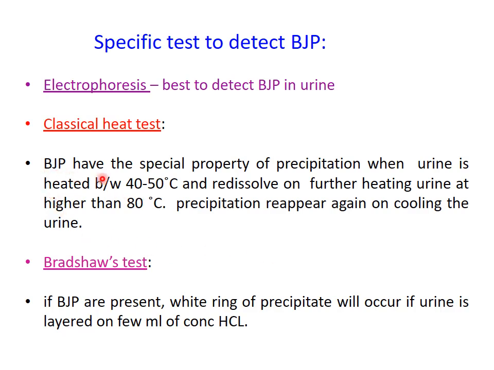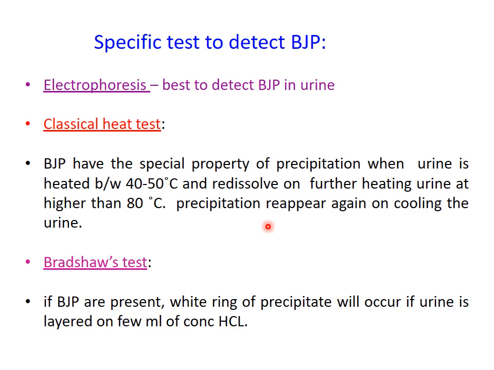That is, it's BJP or Bence-Jones protein, not Bharatiya Janata Party. It has a special property of precipitation when urine is heated to 40 to 50 degrees centigrade. So you take the urine sample of the patient and heat it to 40 to 50 degrees in a water bath or incubator, then the proteins precipitate, and if protein precipitates, what appears? A white clump, isn't it? You know that. If we further increase the heat up to 80 degrees centigrade, then the precipitation dissolves again.